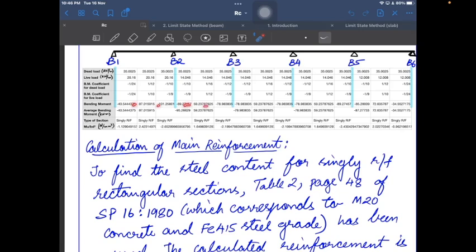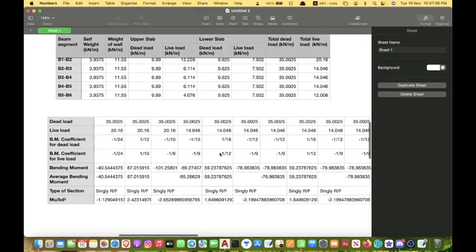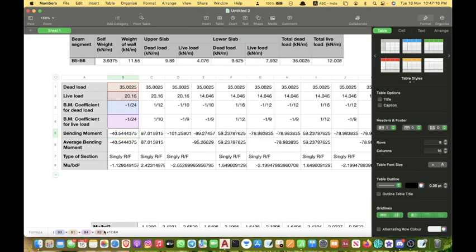If you want, I can show you that once. So, bending moment. You can see the formula here. B3 B1.